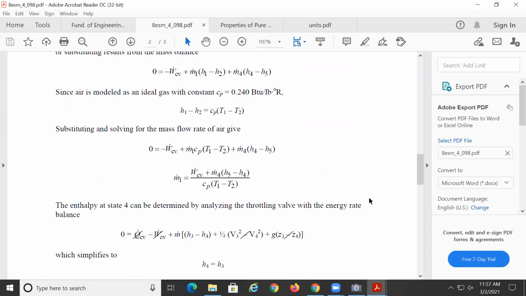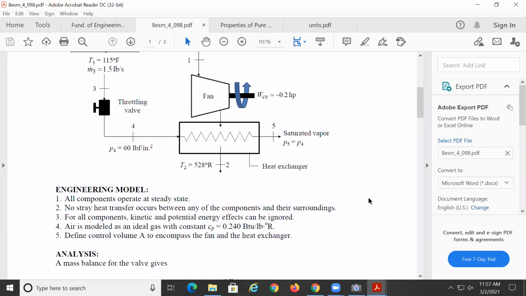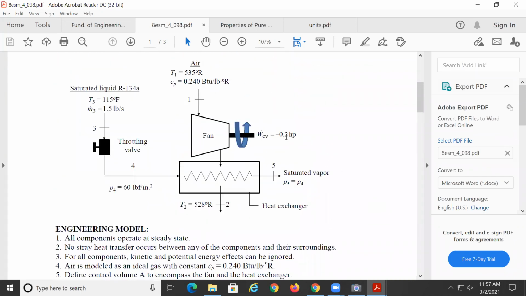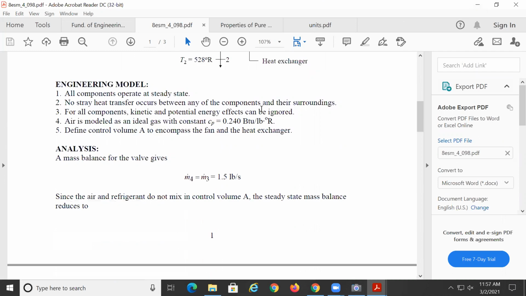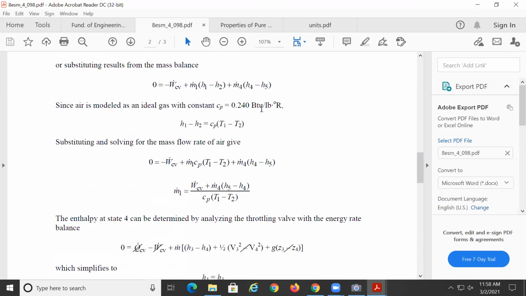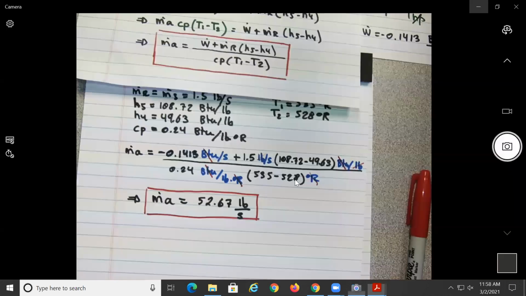So did I make a mistake? Was it 2 or 0.2? 0.2. Okay, I don't know. That's what I'm telling you: don't trust the solution manuals that much. Anyway, what we have done is consistent, and what I care about is the procedure. So let's do another problem.